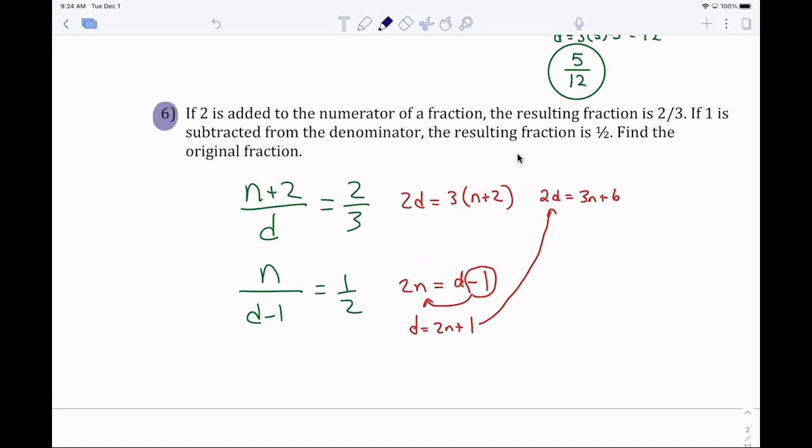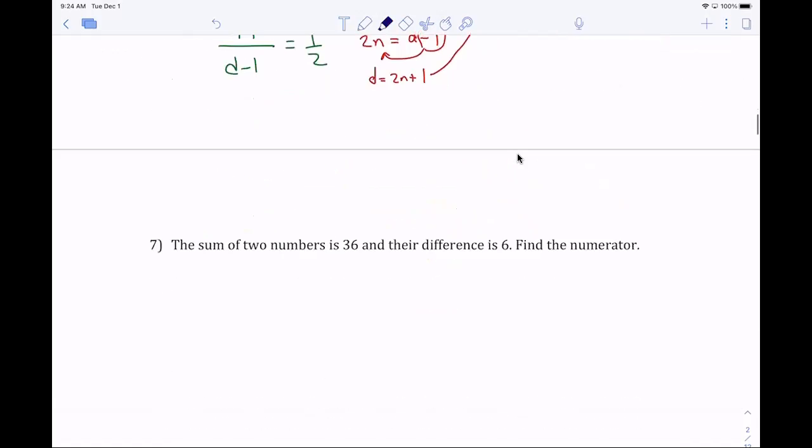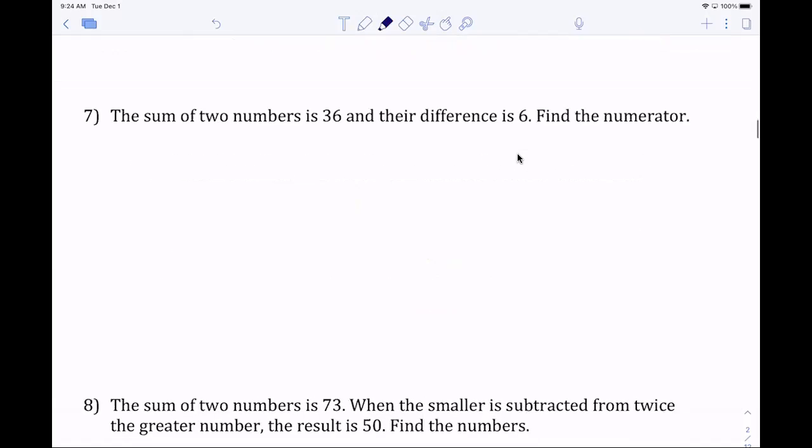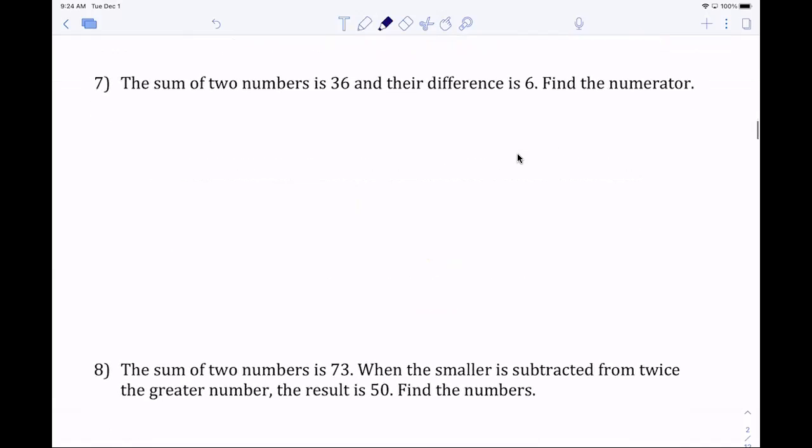So highlight number 6. That's part of your homework. Please finish that. Everybody's finishing number 6 for homework. All right, now let's move on to number 7. This is probably the easiest one that's on the test. Give me someone else.